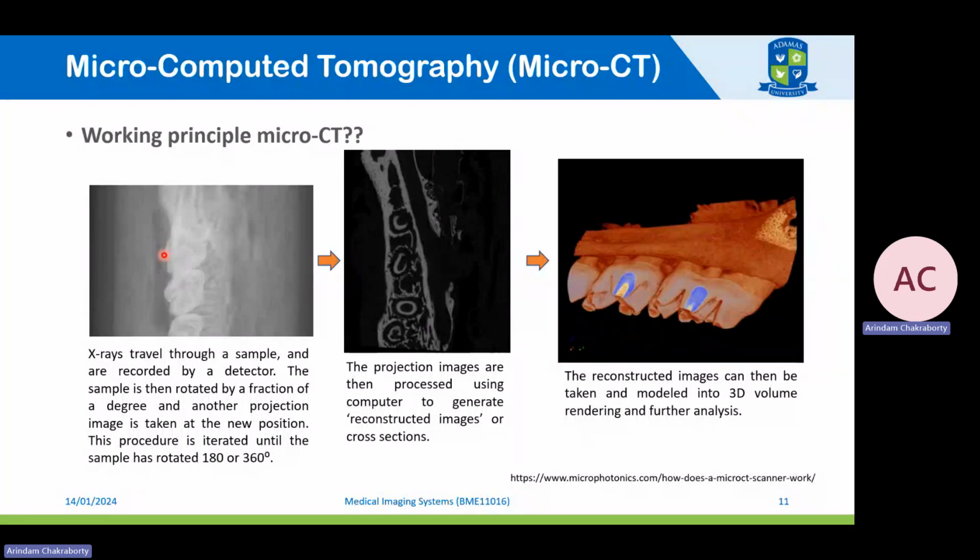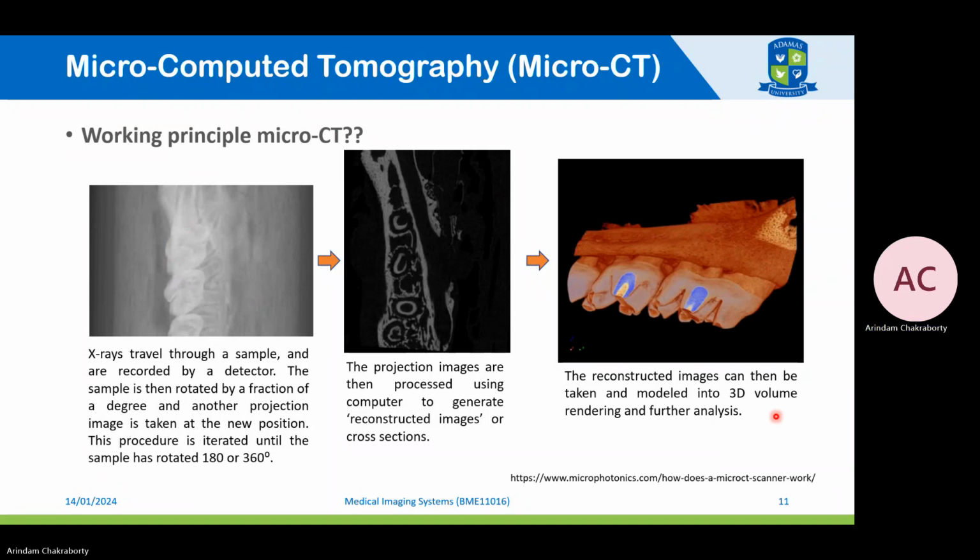So here we can see this is the reconstruction image that is generated from all the projection-based images after the sample has rotated 180 degrees or 360 degrees. And finally, specialized software is used to reconstruct these projection or cross-sectional images to provide a maneuverable 3D volume rendering, which is useful for further analysis.